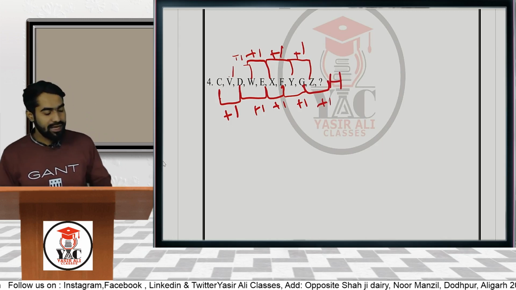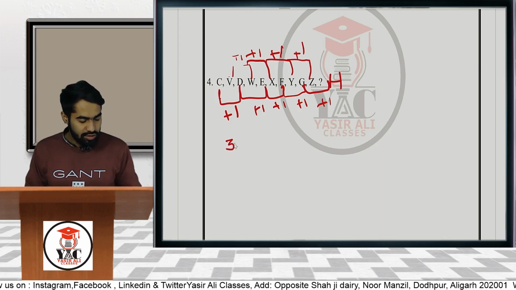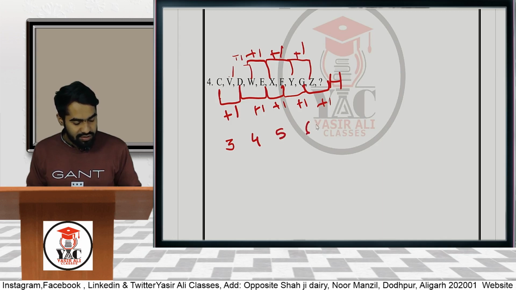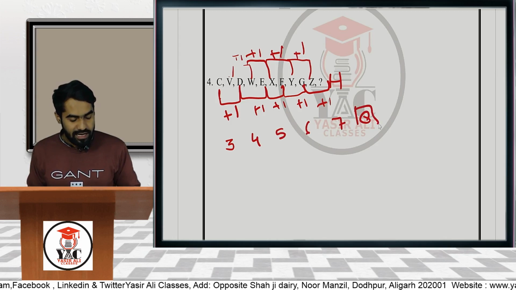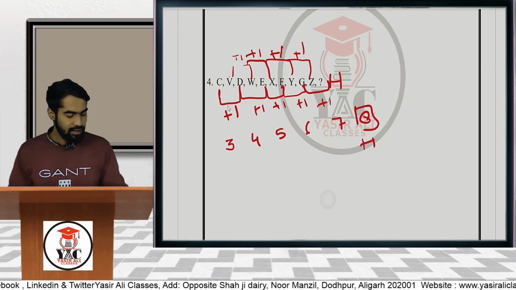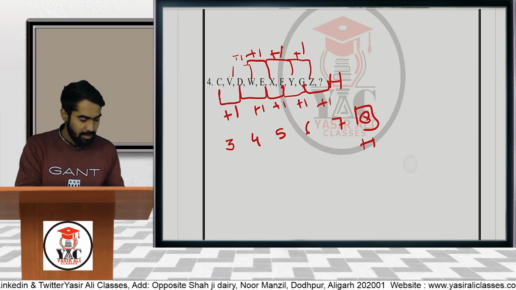Okay, or we can also put the numbers if you want. C is on 3, D is on 4, E is on 5, F is on 6, G is on 7, and what should be next? 8. What should be on 8? H is on 8. Now the next one, coming to the next question.